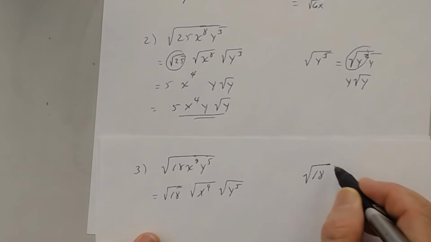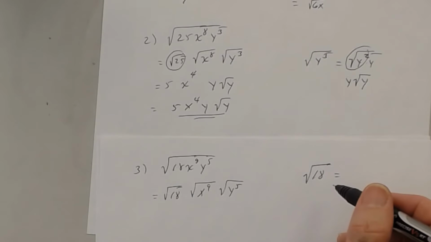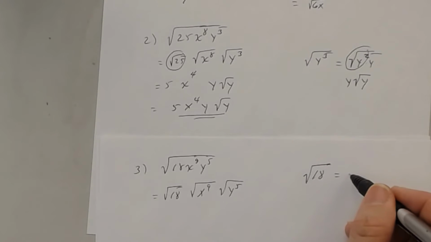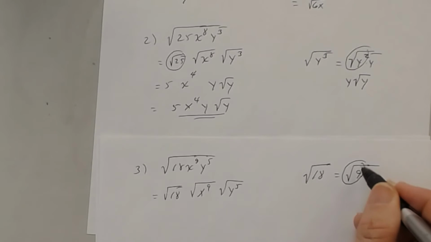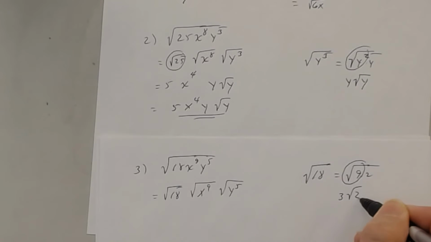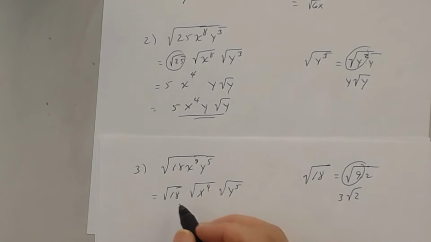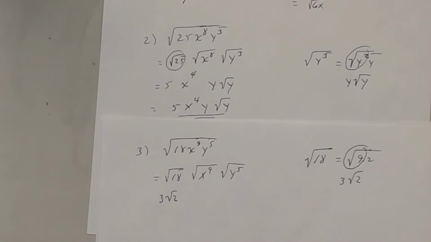The square root of 18, what perfect square besides 1 goes in 18? 2 is not a perfect square. 3 is not a perfect square. 9 and 2. So that's square root of 9 times 2, right? And what's the square root of 9? 3. So it's 3 square root of 2. So that's right here. So all I've done at this point was simplify the square root of 18. So sometimes it's a little bit of work, but it's not difficult work.